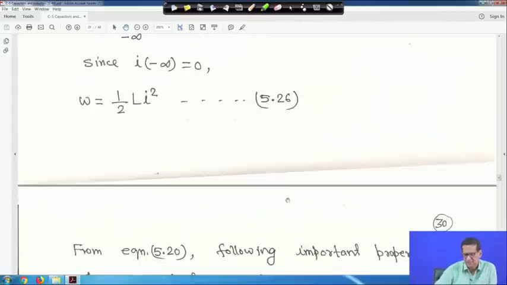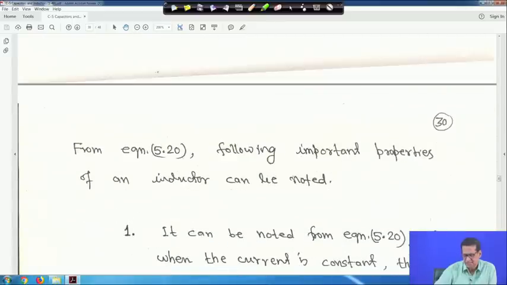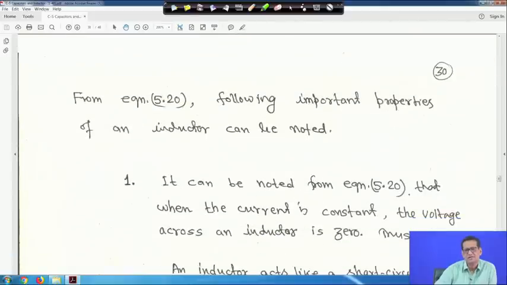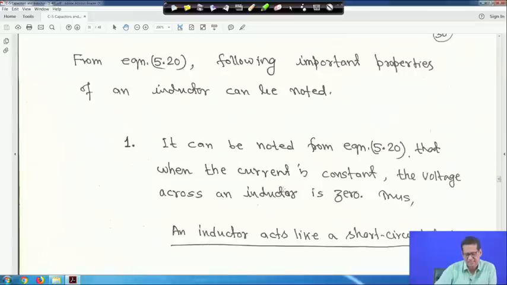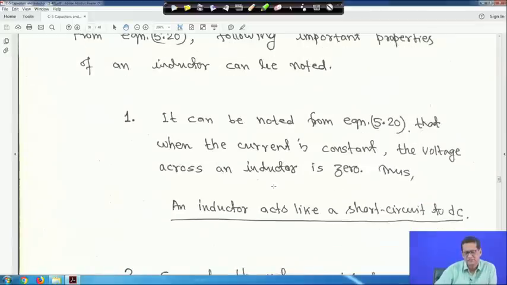From equation 20, the following important properties of an inductor can be noted. Like the capacitor, where we saw some properties, in the same way we will see them for the inductor, where equation 20 is V is equal to L into di by dt.